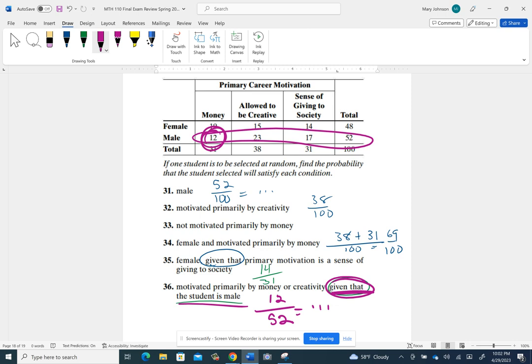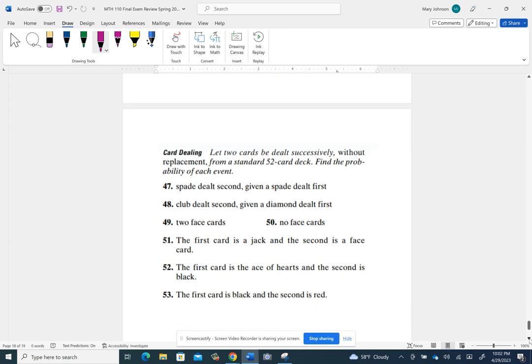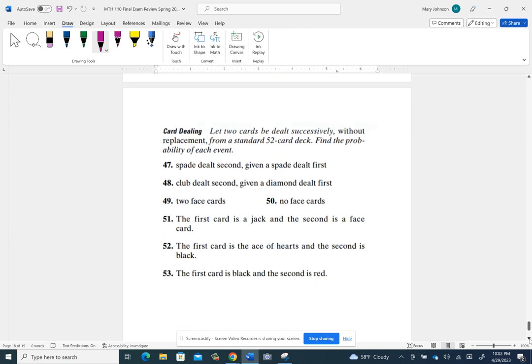All right, let's go ahead and look at the last one they recommended we look at, which is cards. And they said, look at 47 to 53. So let's go ahead and look at several of these. We're talking about cards that are dealt one right after the other. We want the probability of each thing happening. So this is spade is dealt second, given that a spade was dealt first.